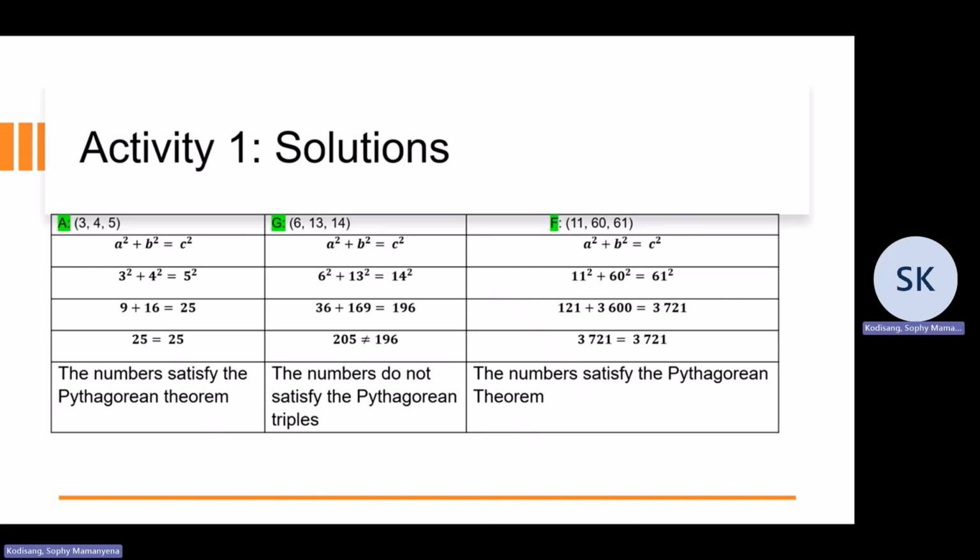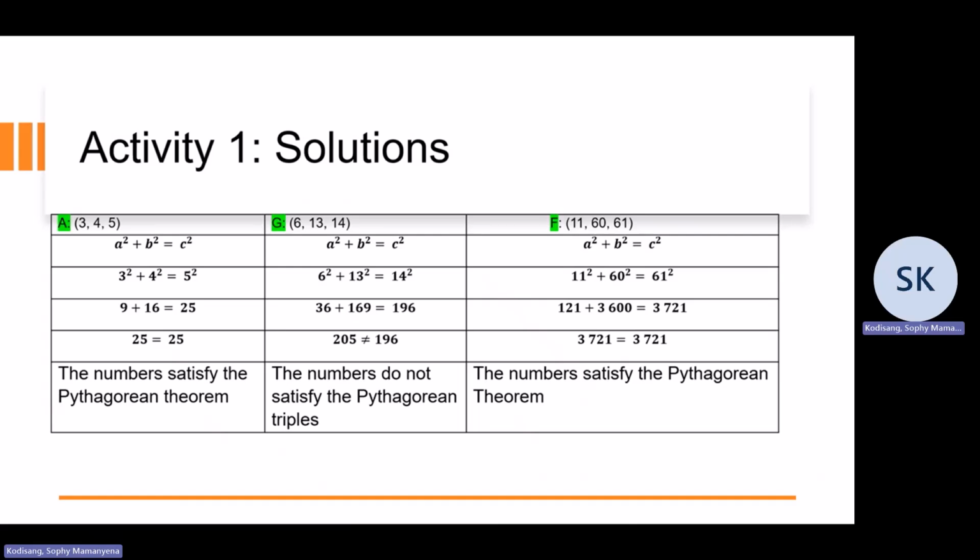So a will be substituted by 3, and then b by 4. c, obviously, since it's the longest side, will be 5. So 3 squared is 9, 4 squared is 16, and 5 squared is 25. To add the 2 numbers on the left hand side, the sum is 25, which is exactly the same as c squared. Now, because the left hand side is the same as the right hand side, we immediately conclude that the numbers satisfy the Pythagorean theorem, or the theorem of Pythagoras.